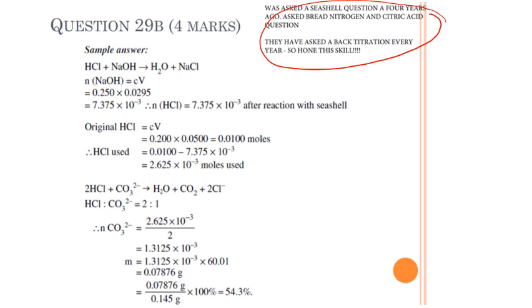Okay? Now, what you have to imagine is that you have two titrations occurring. One is actually related to the seashell. Now, this is from the information in part B of the question. You also have information here for part A of the question.